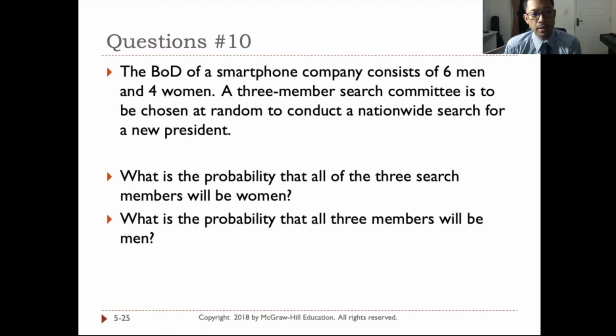And what is the probability that all 3 members will be men? So it's basically the probability that the first one is a man multiplied by the probability that the second one is a man conditional on the first one being a man, and then the probability that the third one is a man conditional on the first and the second being men. So it's going to be 6 over 10 multiplied by 5 over 9 and then multiplied by 4 over 8.